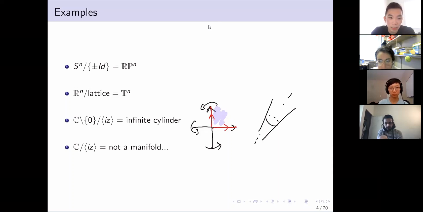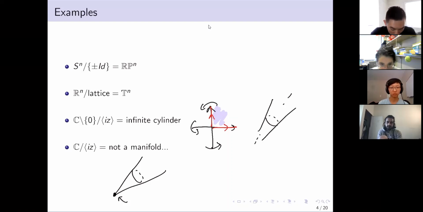But what happens if I do not remove the origin? The origin here is the fixed point of the action. In this case, what I have is a cone, because I add a point at one of the ends of the cylinder. At this cone point, there is a singularity, and clearly it's not a manifold.